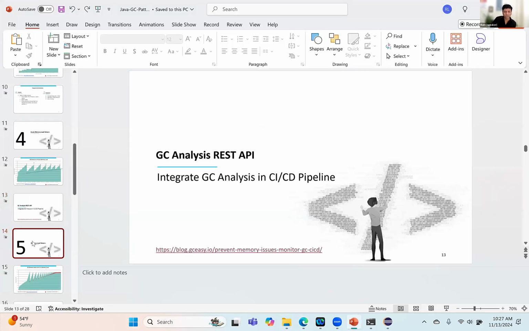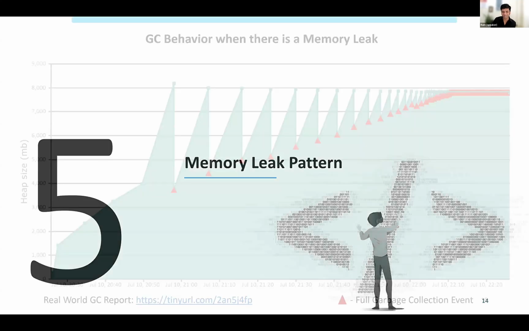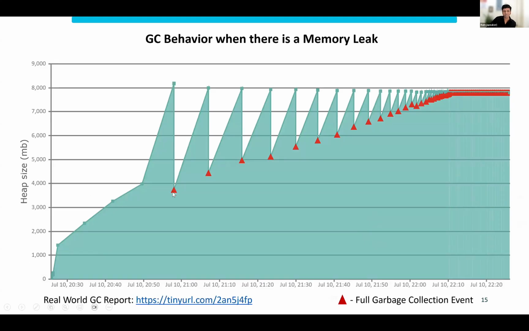Okay, so now let's move on. Friends, this is a very interesting memory leak pattern. What is this? The GC ran, and the memory dropped here, and then dropped here. Initially it dropped to 4 gig, and then it became 4.5, like this. After a point, it keeps on going up and is not dropping at all. The full GC events keep running repeatedly.